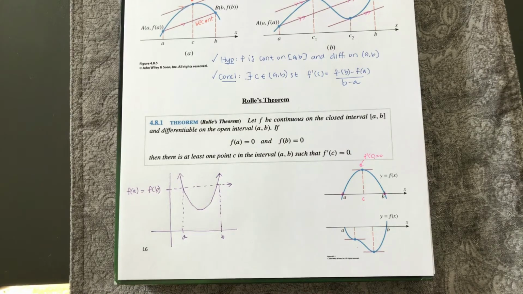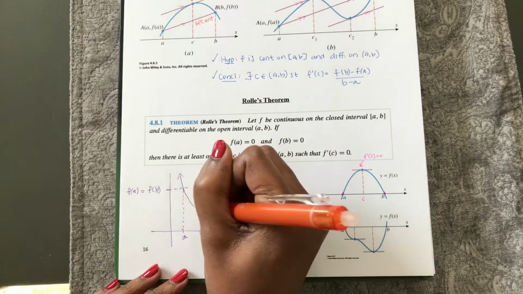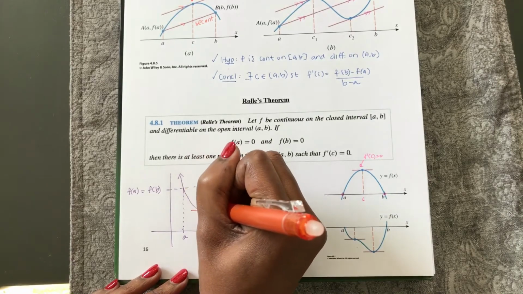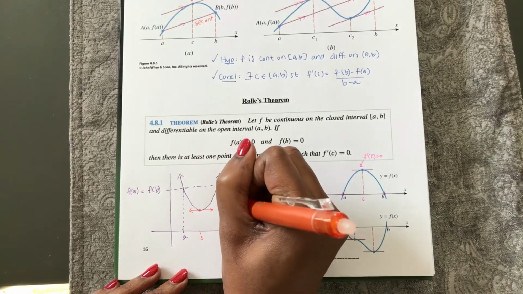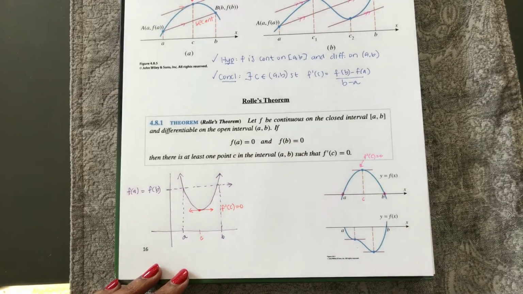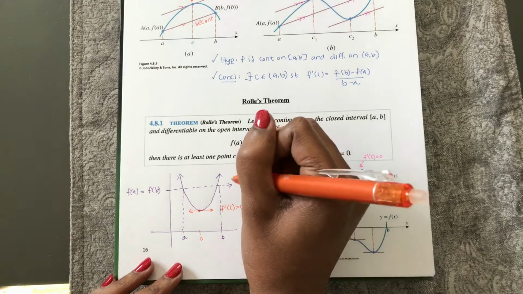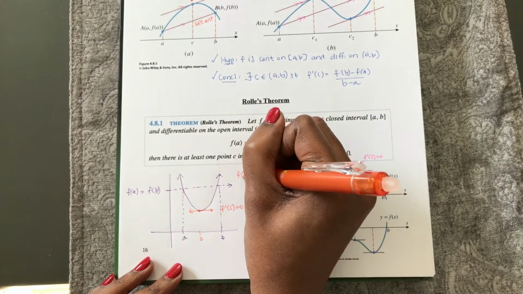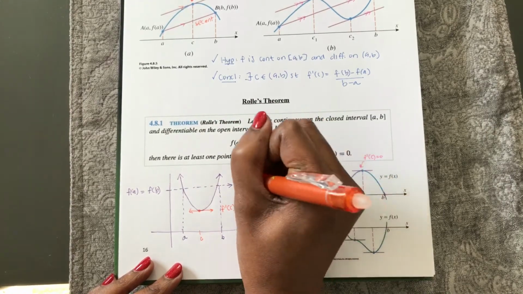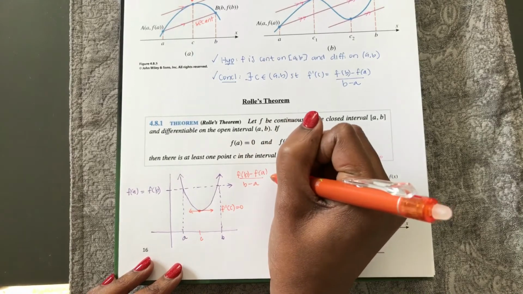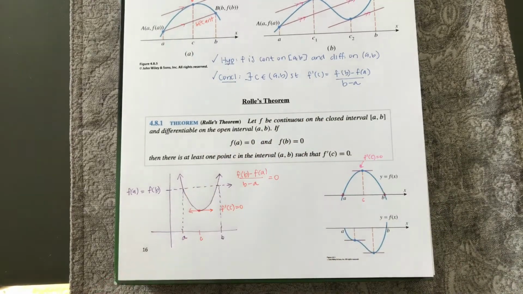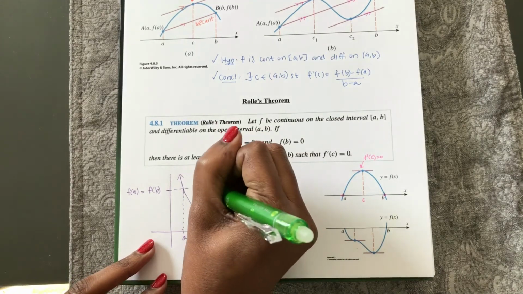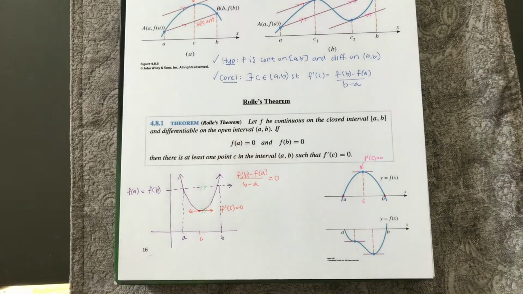So there still exists some point c in that interval where f prime of c equals 0. So keep in mind that Rolle's theorem still works because here this line, f of b minus f of a over b minus a, is still going to equal 0. And these tangent lines and these secant lines are still parallel.